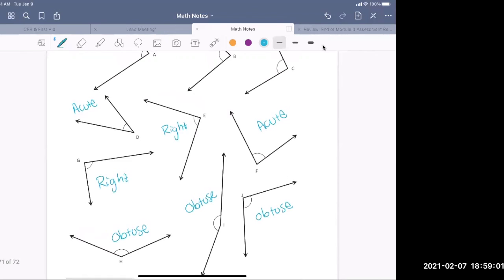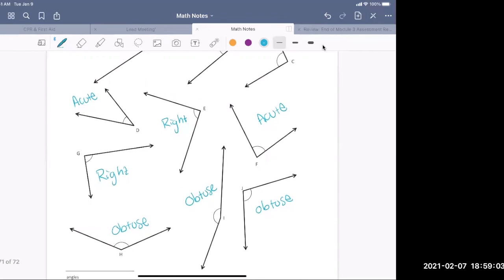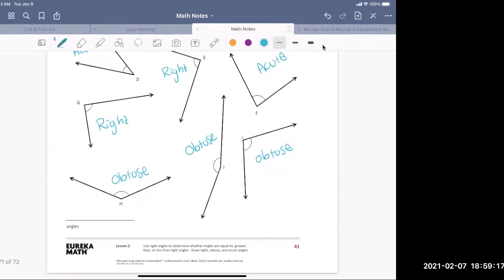Okay, here are our answers. D is acute, E is a right angle, F is an acute angle, G is a right angle, H, I, and J are all obtuse angles. If you have an angle like this, where all the points lie on the same line, that is called a straight angle.